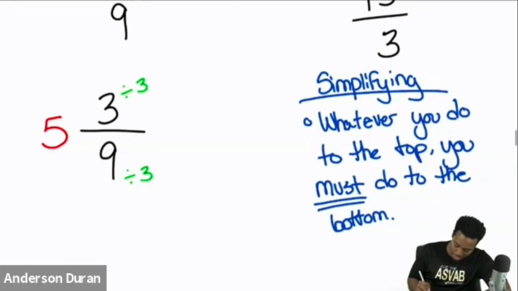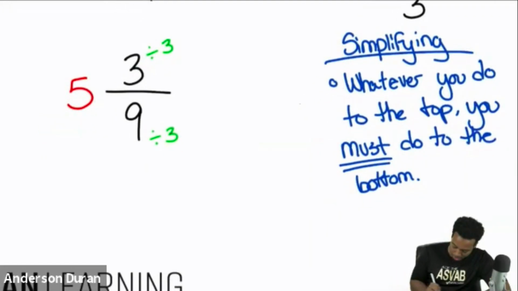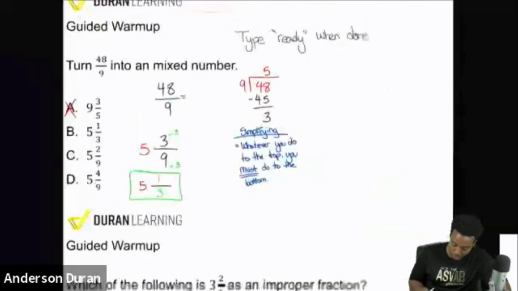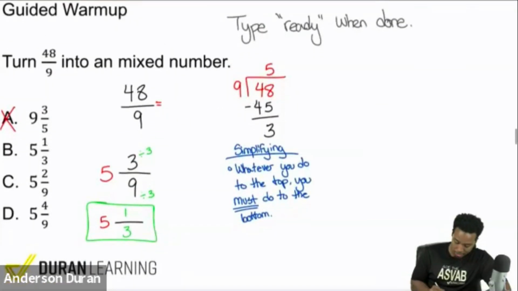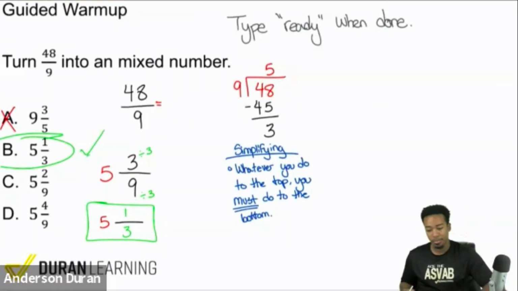And so when we divide both the numerator and denominator by 3, 3 divided by 3 is 1, and 9 divided by 3 is 3. And so we're going to get 5 and 1/3, which means that the answer is going to be B.